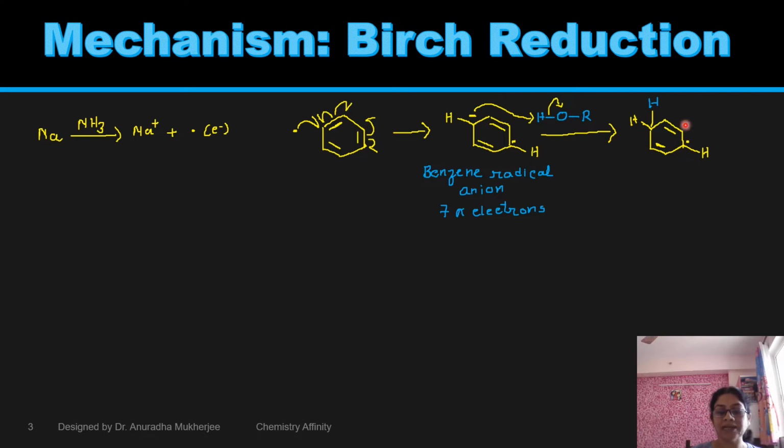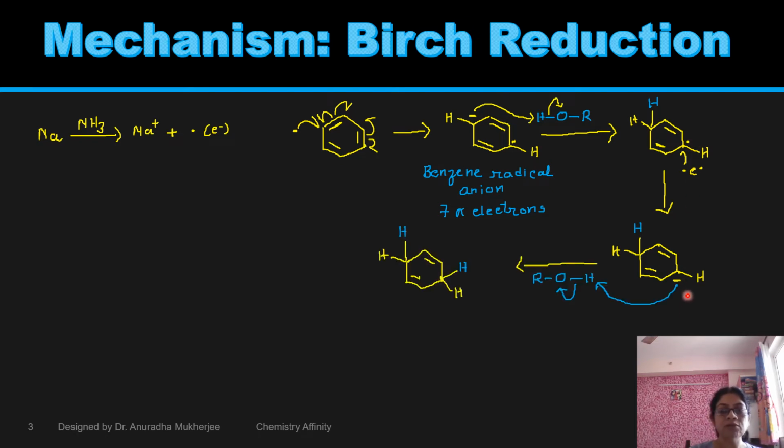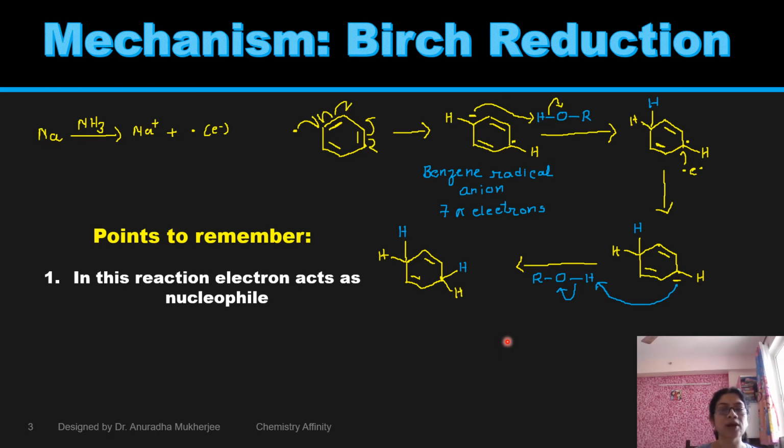So now this radical will abstract an electron, or electrons will attack this radical. It's a free radical mechanism, and here the radical is now converted to the anion. Now in similar fashion this anion will get protonated from the alcohol, and now we are getting 1,4-cyclohexadiene.